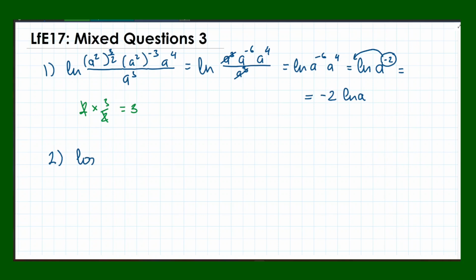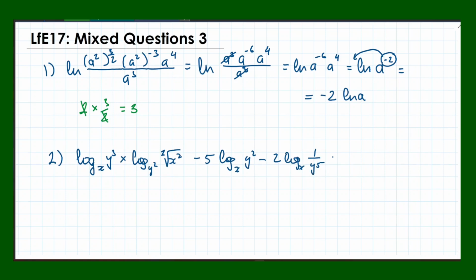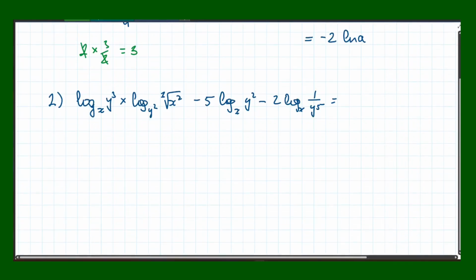I've got log base x of y cubed, times log base y squared of the cube root of x squared, minus 5 times log base x of y squared, minus 2 times log base x of 1 over y to the 5. Right, this is a rather long expression, so I anticipate I will need more space. Let's do that right now, and then try to think about what we can do with this expression.